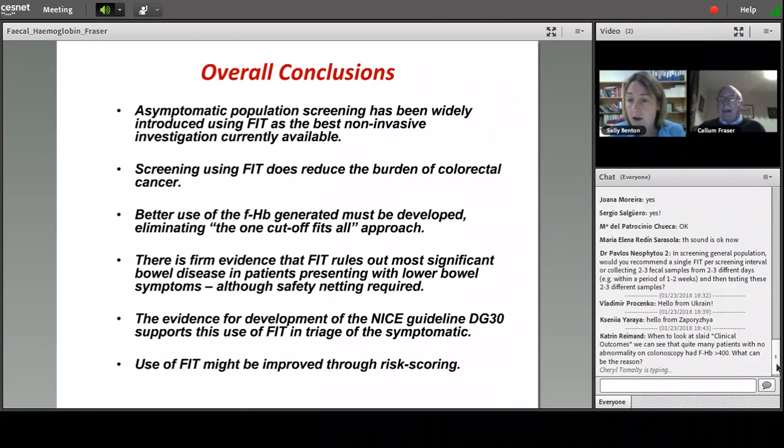So Dr. Neophytu, apologies if I've got the pronunciation wrong, has asked if you could just clarify when you mean deprived, what you're referring to.